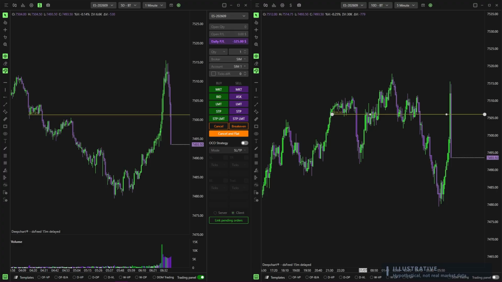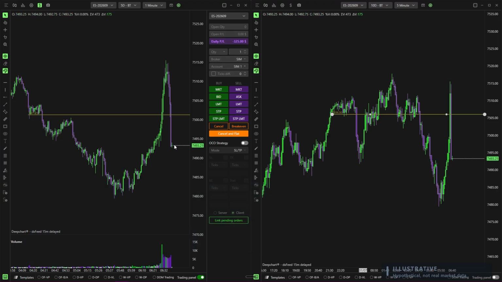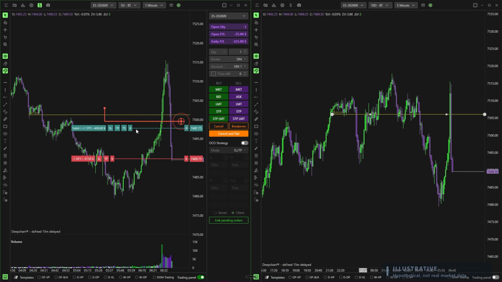But the first example that we'll give is, let's say we see price coming down and we want to get short. So we could do a sell market, but we want to limit our risk. So we would also put a buy stop. And let's say we didn't want to risk more than 8 points on this. So essentially what this is doing is that we're short, but we also have a stop in case price comes back up to this level.